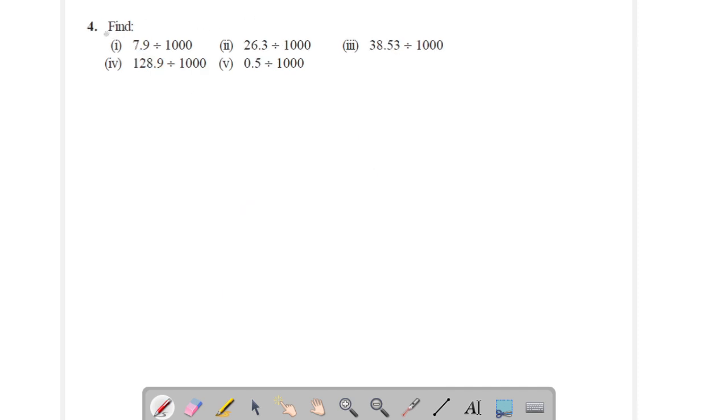Now come to question number 4. See the solution. First part: 7.9 divided by 1000. Here in 1000 there are three zeros. Therefore the decimal will shift towards the left hand side 3 digits. Therefore your answer will be 0.0079.